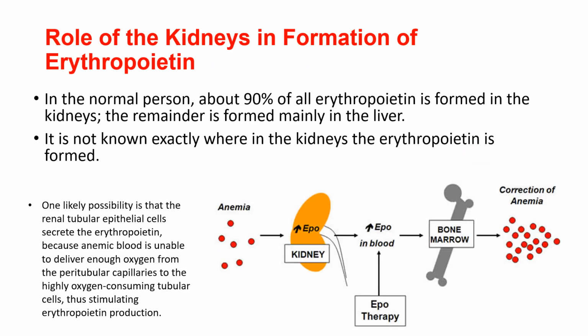Role of the kidneys in formation of erythropoietin. In the normal person, about 90% of all erythropoietin is formed in the kidneys; the remainder is formed mainly in the liver. It is not known exactly where in the kidneys the erythropoietin is formed. One likely possibility is that the renal tubular epithelial cells secrete the erythropoietin, because anemic blood is unable to deliver enough oxygen from the peritubular capillaries to the highly oxygen-consuming tubular cells, thus stimulating erythropoietin production.